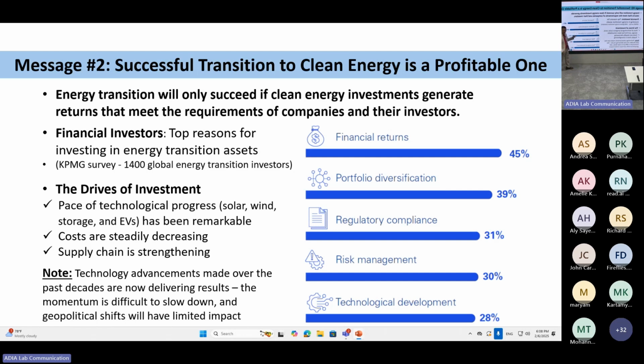That's really behind the drive of why we are seeing growing investment and rapid growth of clean energy. The driver, I put here, is that the pace of technology progress has been very remarkable in the past 5 years. Costs are steadily decreasing, supply chains are strengthening. And today we probably see oversupply from China, but I think the supply chain will be more stable in the next 2-3 years.